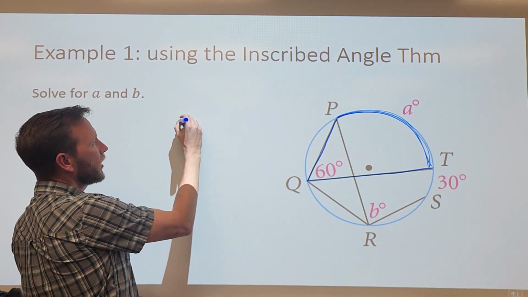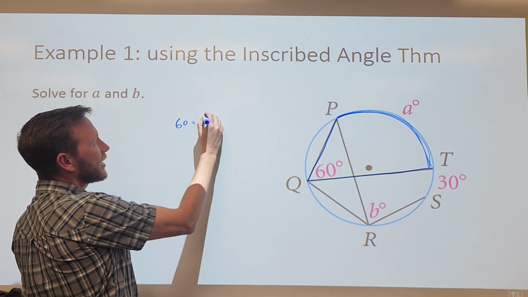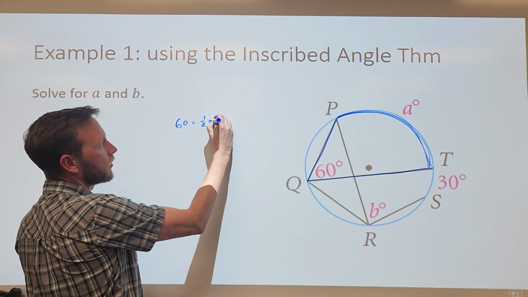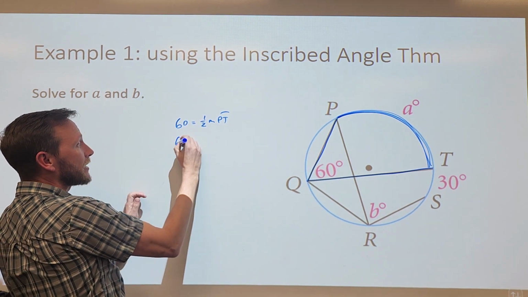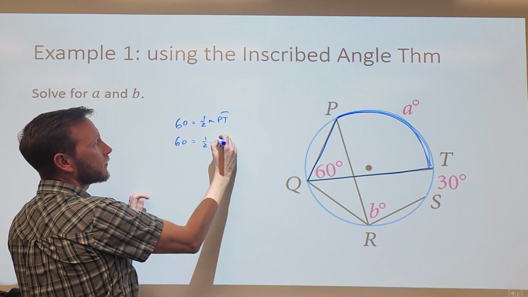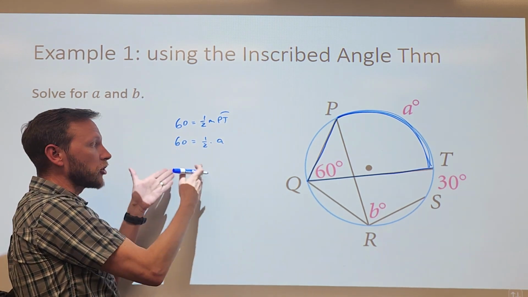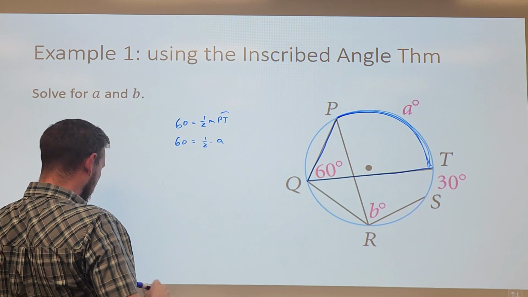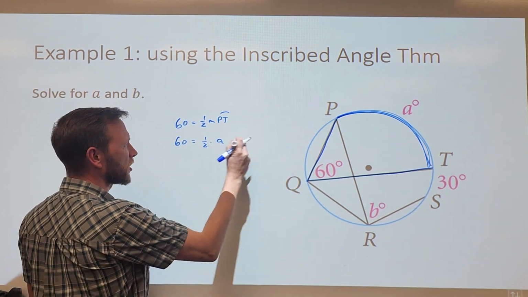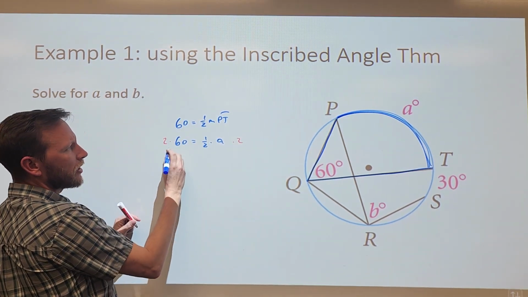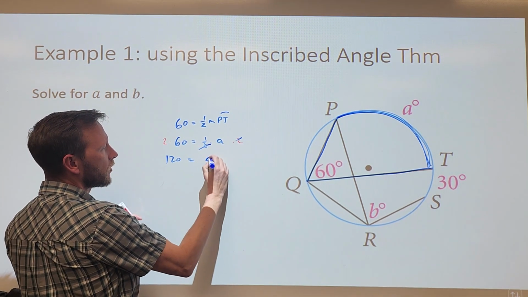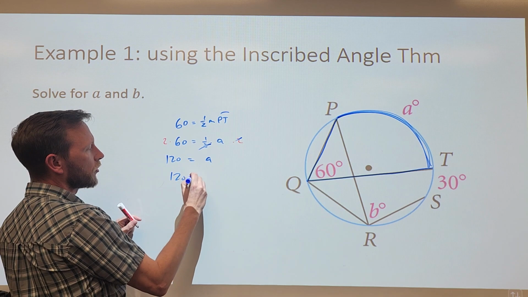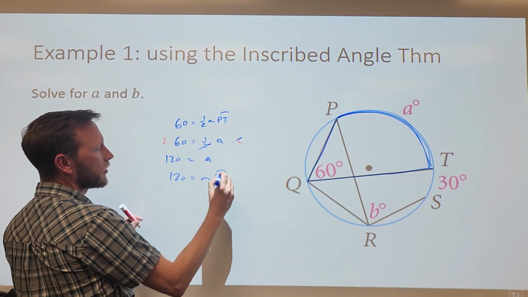So I know that 60 is equal to half the measure of arc PT, all right, which means that 60 is equal to half of A. To solve this equation, I need to multiply both sides by 2. I don't usually show the algebra, I just kind of do it. So that means that the measure of that arc is 120 degrees. 120 degrees is equal to the measure of arc PT, all right?